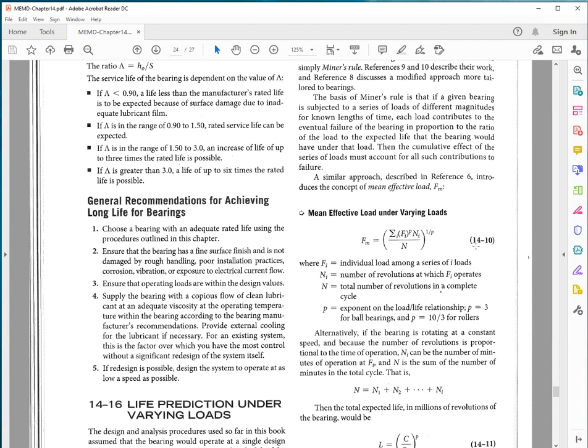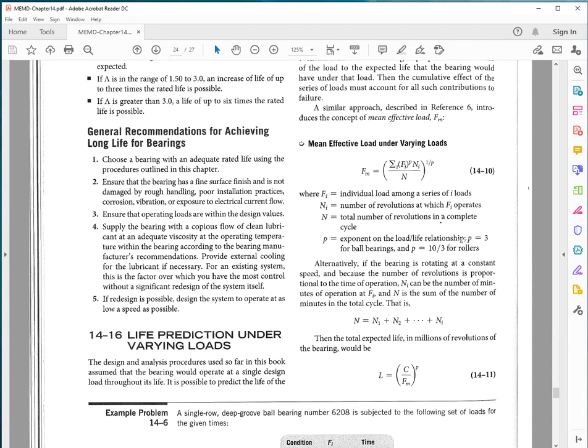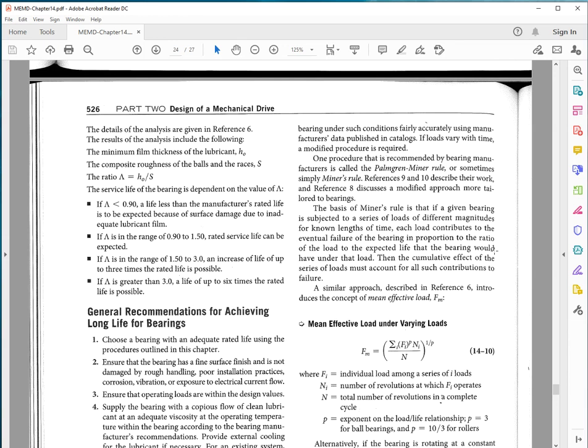In terms of life prediction under varying loads, you can have, for example, automotive transmission shafts supported on bearings, with the vehicle operating at various speeds. You change speeds, whether it's a manual or an automatic transmission, and in each speed the load will vary and the RPM of the shaft will vary. You would like to know what the mean effective load is, which is in essence an equivalent load.